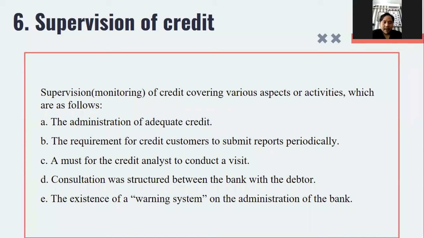And the sixth step, supervision of credit. Supervision or monitoring of credit covers various aspects of activities, which are as follows. A. The administration of adequate credit. B. The requirement for credit customers to submit reports periodically. C. A must for the credit analyst to conduct a visit. D. Structured consultation between the bank and the debtor. And E. The existence of a warning system in the administration of the bank.